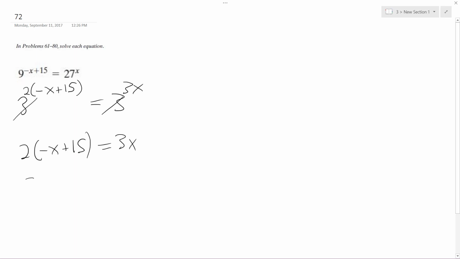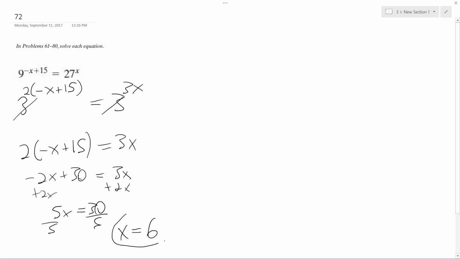I'm going to distribute the 2 here, so I get negative 2x plus 30 equals 3x. Add 2x to both sides. I get 5x equals 30. Divide by 5. I end up with x is equal to 6. So that's our solution, but let's just double check.